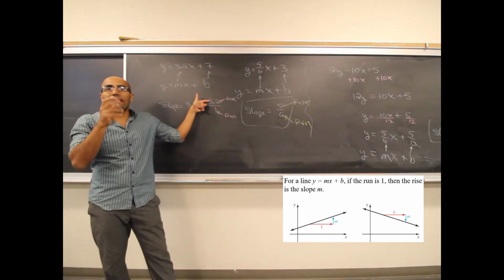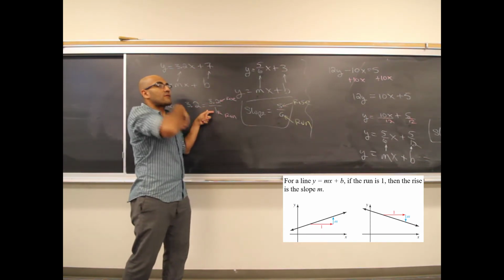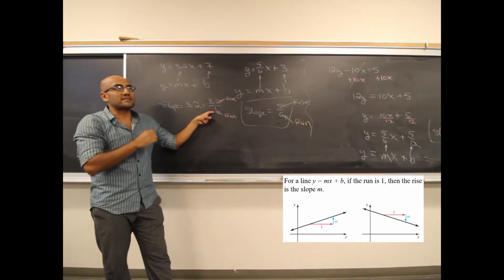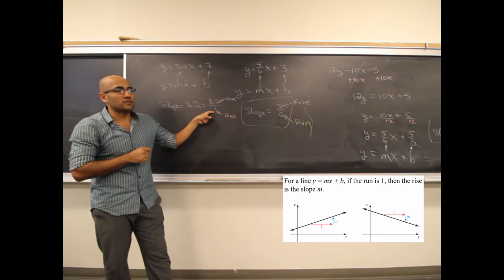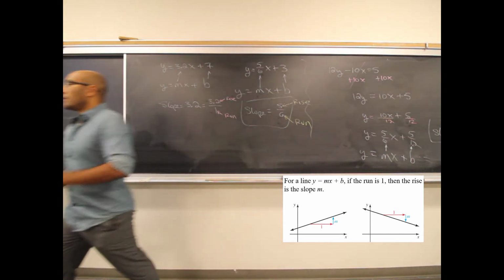So it's just a simple little algebraic trick to be able to convert any number into a fraction, and then when we graph them, you'll see that this becomes really useful to be able to sketch the lines using the slope. Good? Any questions? No? Okay.